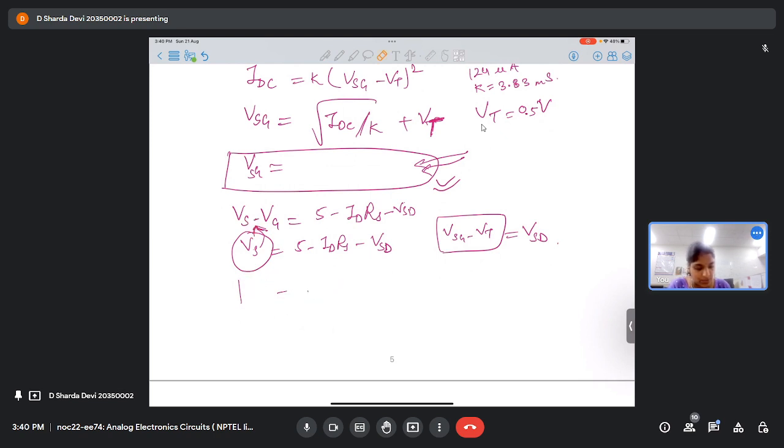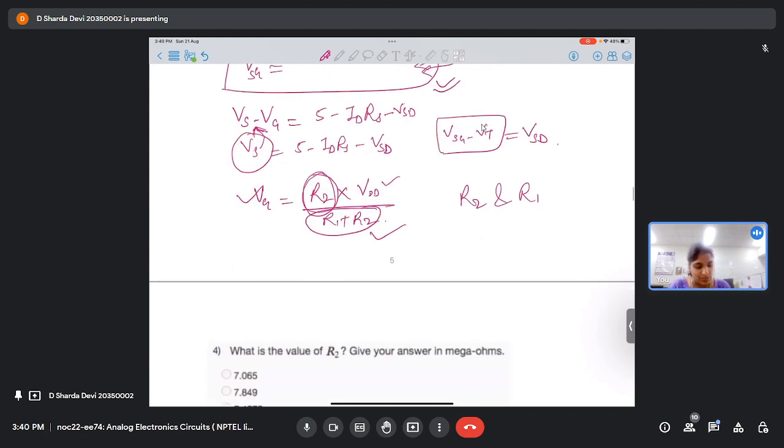Now once we got Vg, then what we'll do? So Vg is equal to R2 into VDD over R1 plus R2, right? So from here we know R1 plus R2, it is 10 mega ohms. VDD is known, 5 volts. Vg is known from the above expression, so we can simply find R2, right? Once we know R2, then we also know R1, right? 10 mega ohms minus R2 कर देंगे तो R1 आ जाएगा ना? So that's how we'll find R1 and R2.